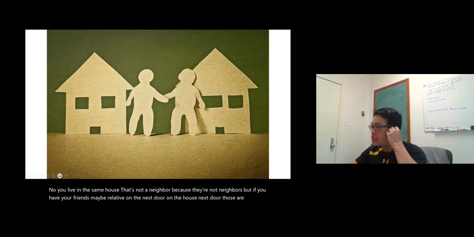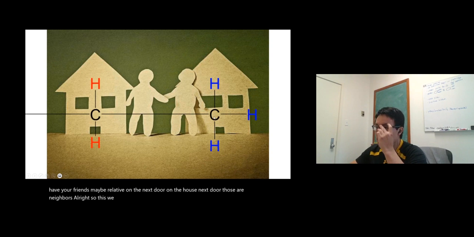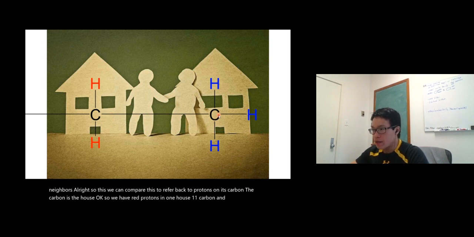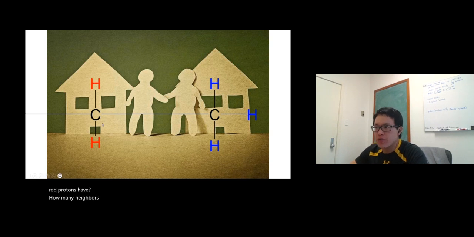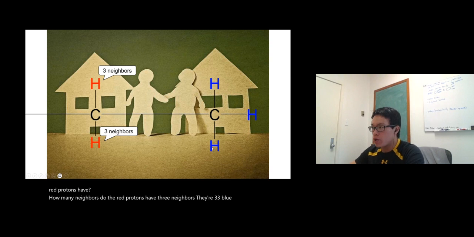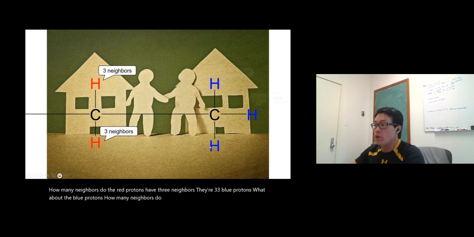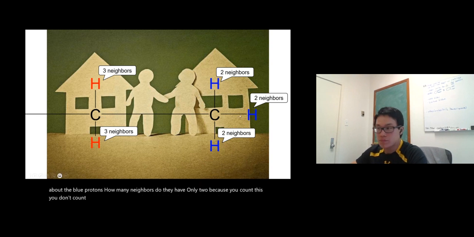We can compare this to protons on each carbon. The carbon is the house. So we have red protons on one carbon, and blue protons on the other carbon. I'm going to ask you this: how many neighbors do the red protons have? Three neighbors, that's three blue protons. What about the blue protons? How many neighbors do they have? Well, only two, because you don't count the protons in the same house.